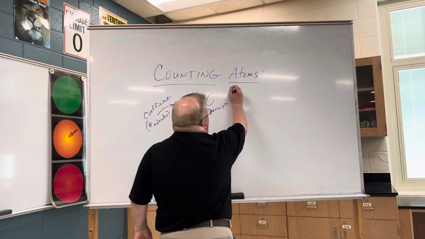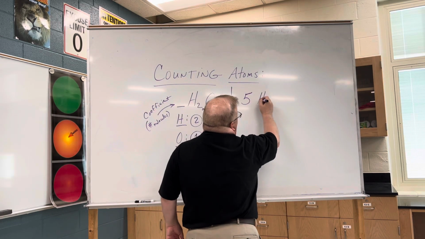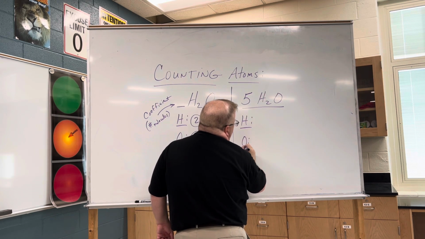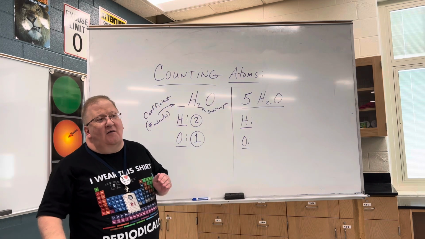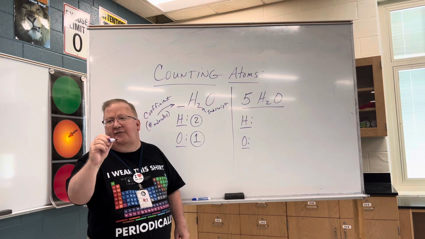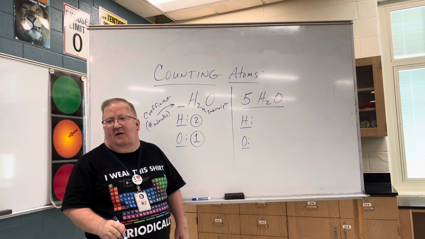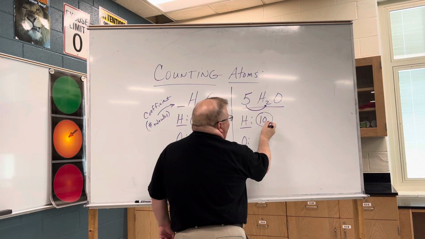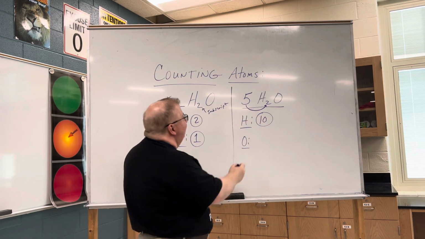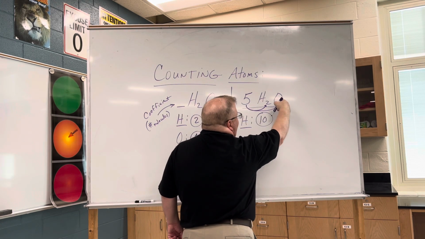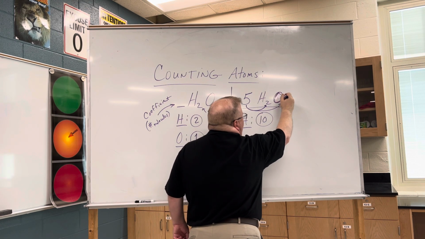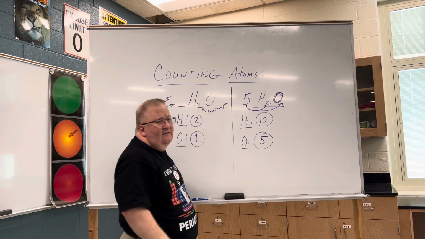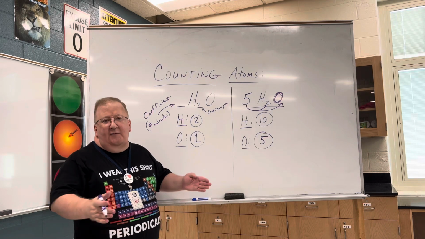What if you had 5 molecules of water? 5 H2O. Break it down: hydrogen, oxygen. Here's what you have to always remember to do. You have to distribute the coefficient to every subscript. So if I say 5 times 2, this time I got 10 hydrogens. And then 5 times 1, because it's understood to be a 1, I get 5 atoms of oxygen. So the big thing is just always remember to distribute.